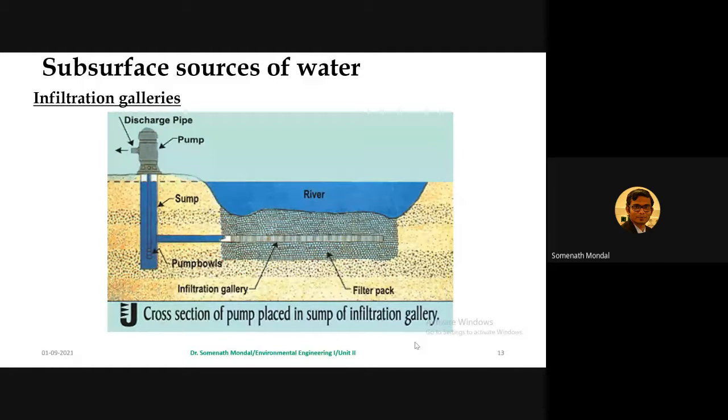This particular system consists of several components: pumps, valves, sump, and then you have the pump and the discharge pipe, and at the same time you have the infiltration galleries, which are horizontal most of the time. It is actually kept at the full depth of the aquifer, as low as possible, so that you can take the maximum amount of water during the summer days also.